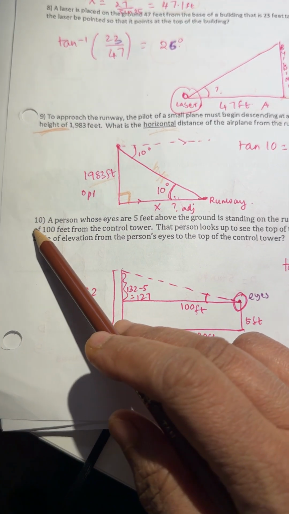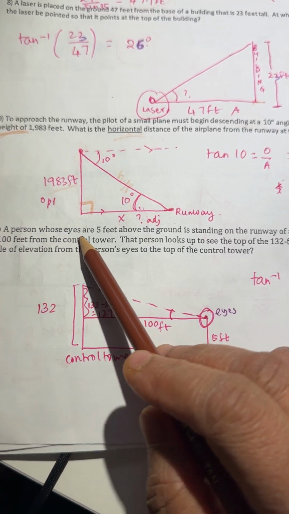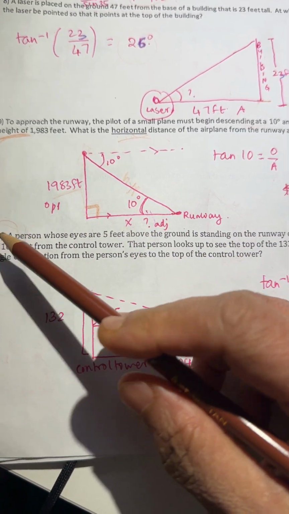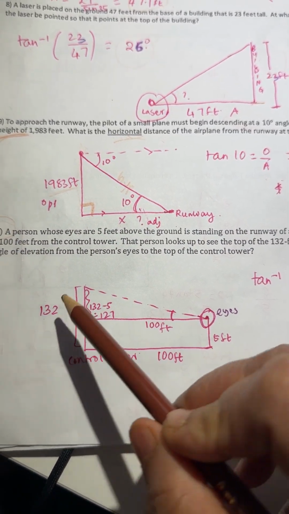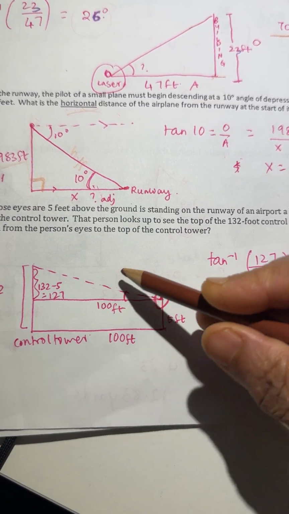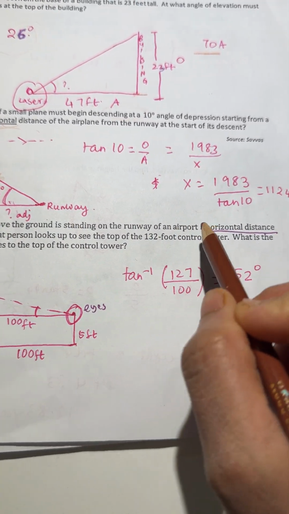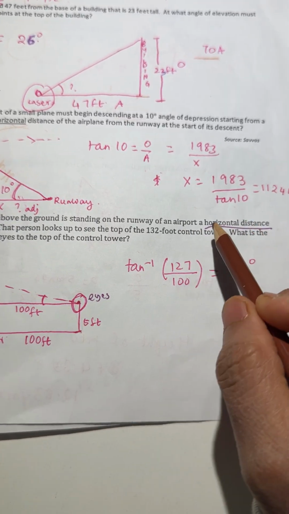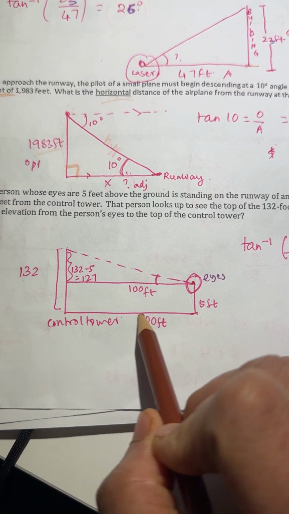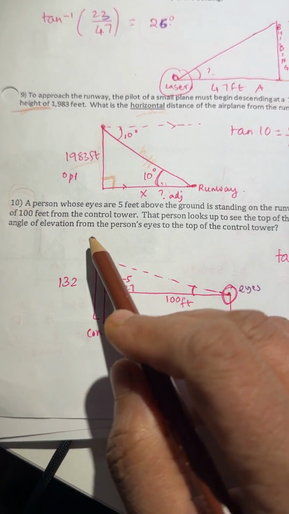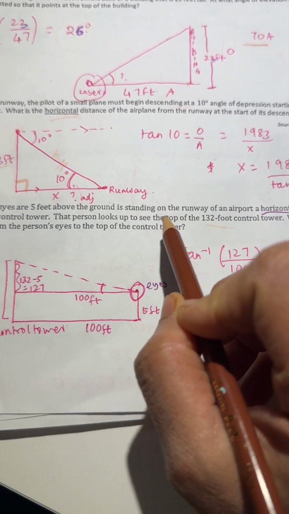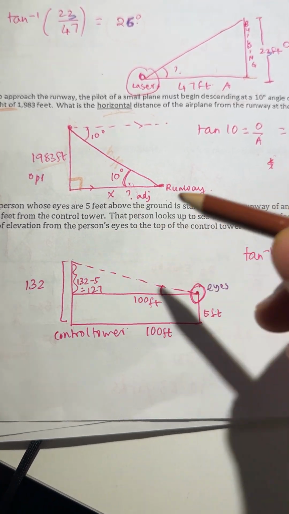And then question number 10. A person whose eyes are 5 feet above the ground. A lot of people found this a little bit tricky, but it's nothing but visualizing what they're saying. So this person's eyes are 5 feet above the ground, standing on the runway of an airport. Let's say this is the runway, at a horizontal distance, and whenever you see horizontal distance, that's this distance, 100 feet from this control tower. And the control tower is 132 feet. So this whole thing is 132 feet.